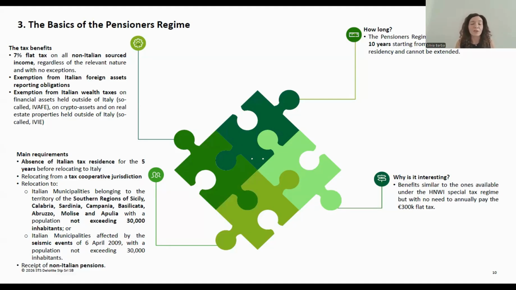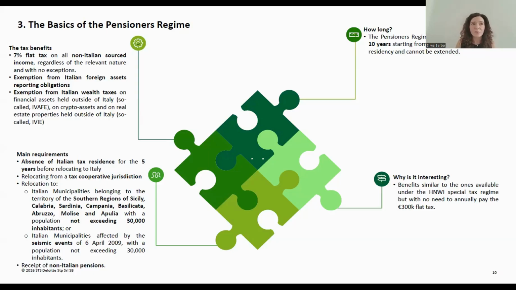And if you remember, the ordinary tax rates range from 26% in case of financial income, up to 43% if we are applying progressive tax rates. The pensioners regime also allows the applicants to be exempt from the foreign assets reporting obligations. So even in this case, the Italian tax authorities do not need to be aware of all your assets and wealth held outside of Italy. And you are also exempt from Italian wealth taxes on financial assets, real estate properties, and crypto assets. So the benefits are quite similar to the high net worth individuals special tax regime.